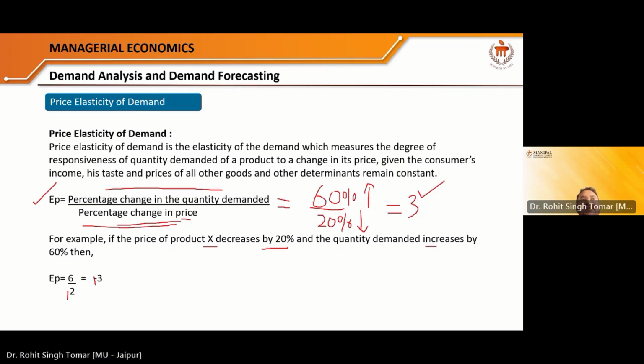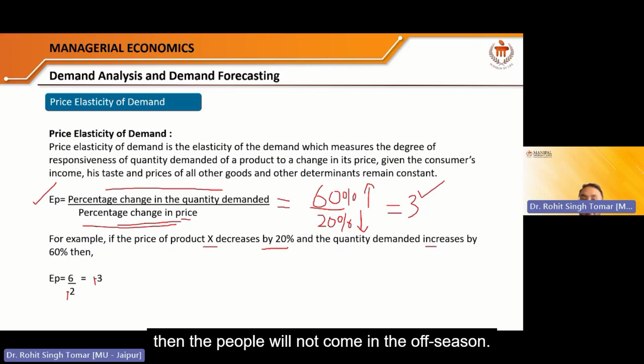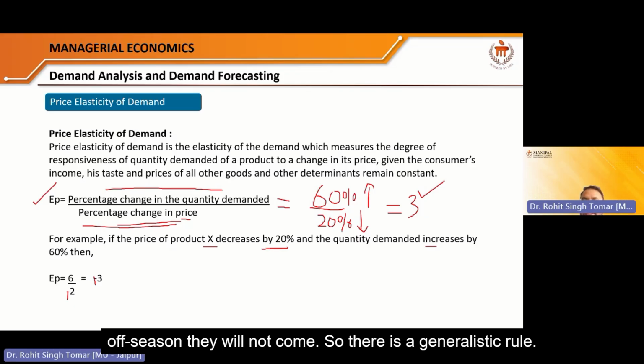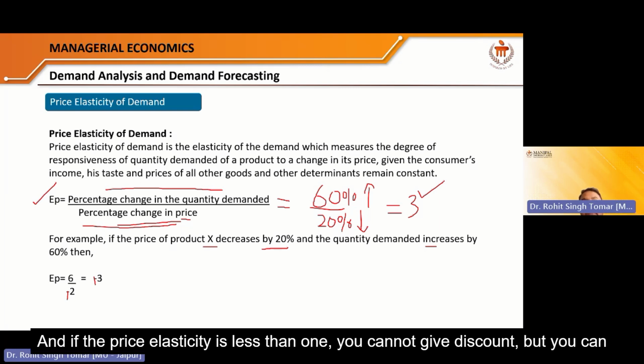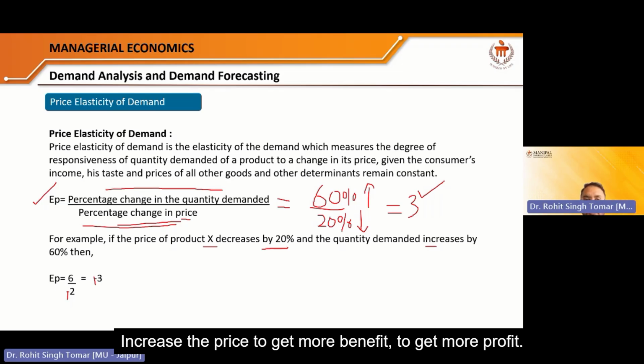But if the 5-star hotel increases the price of its product considerably, then the people will not come in the off season. Maybe in the season, the people who can afford it will come, but in the off season, they will not come. So there is a general rule. If the price elasticity is more than 1, give a discount. And if the price elasticity is less than 1, you cannot give a discount, but you can take the leverage by selling at higher prices. Increase the price to get more profit.